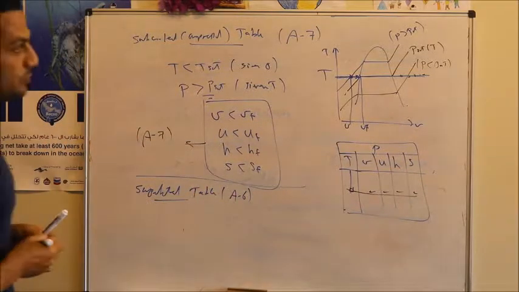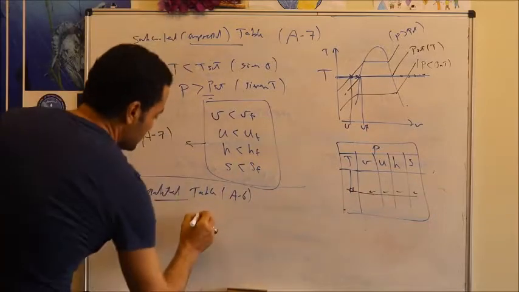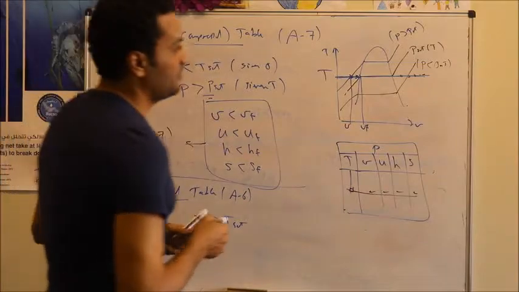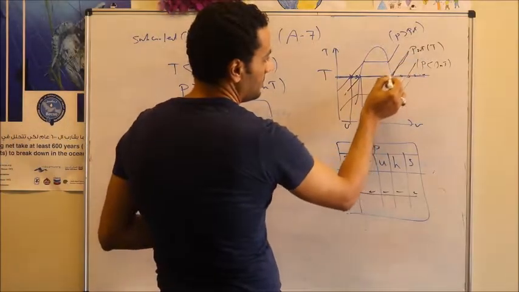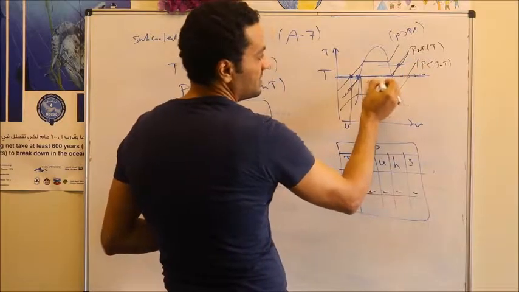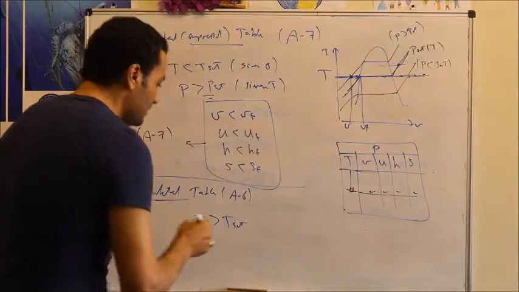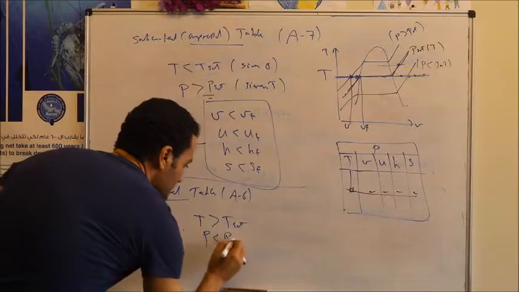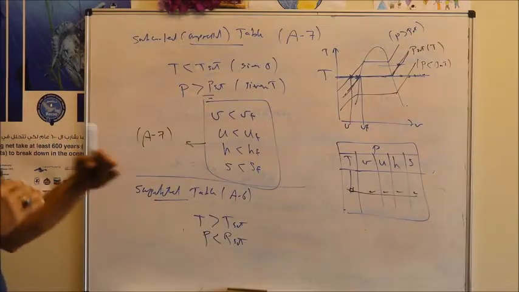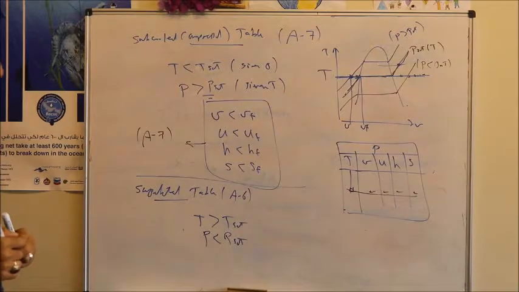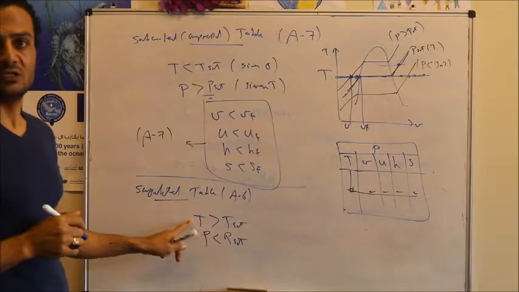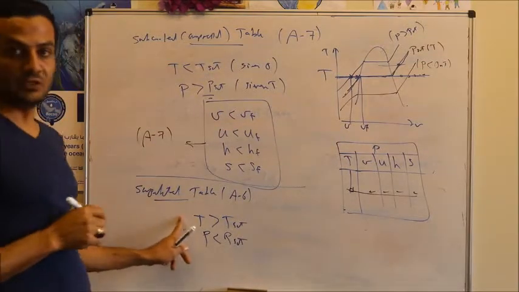The condition to be in the superheated zone is that the temperature is greater than the saturation temperature at a given pressure. Or the pressure is less than the saturation pressure at a given temperature, because either the temperature or pressure will be given. So if the pressure is given, I will check the saturation temperature from the table and compare it with the given value.